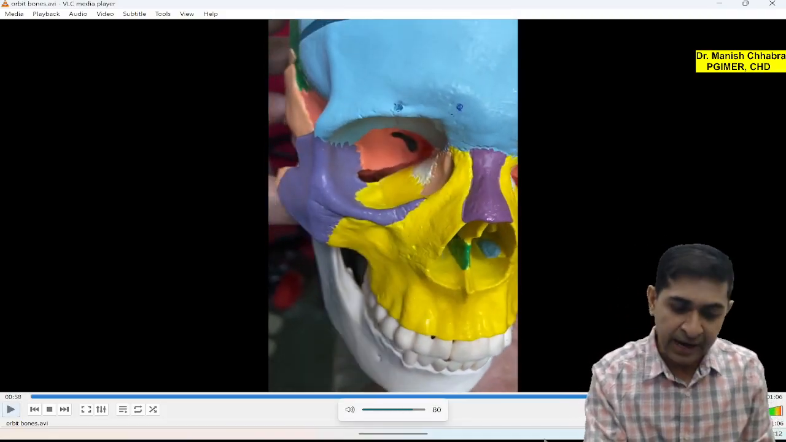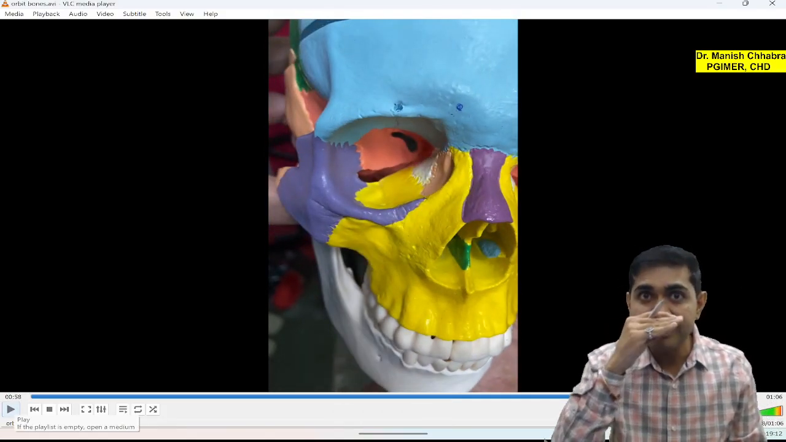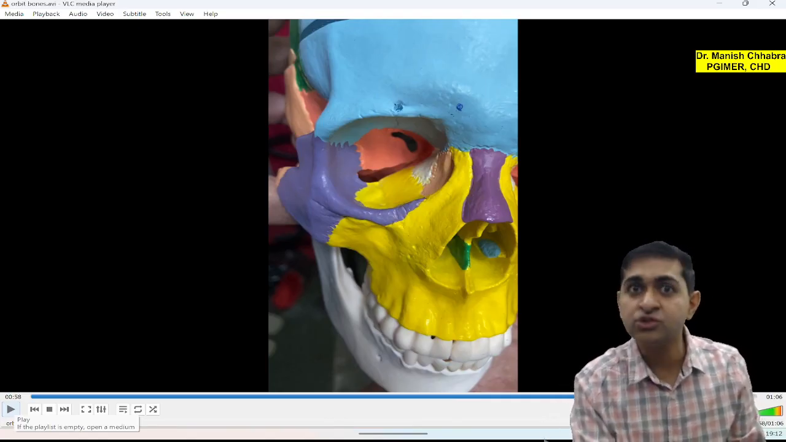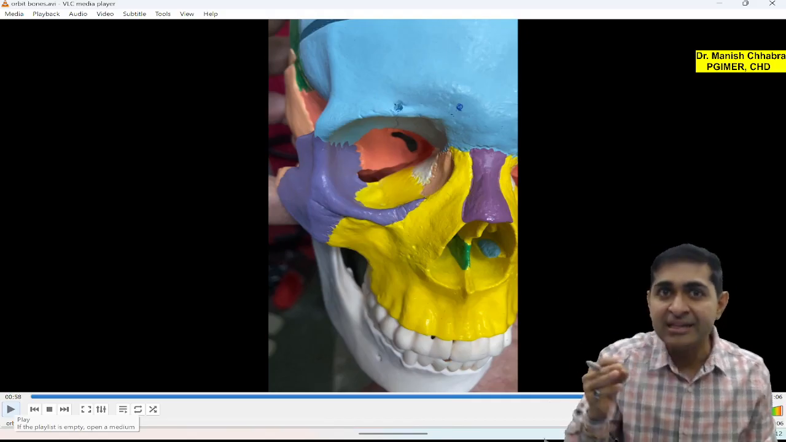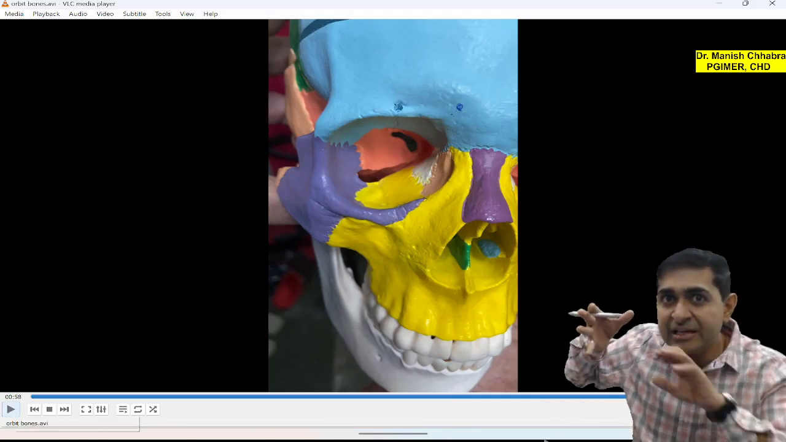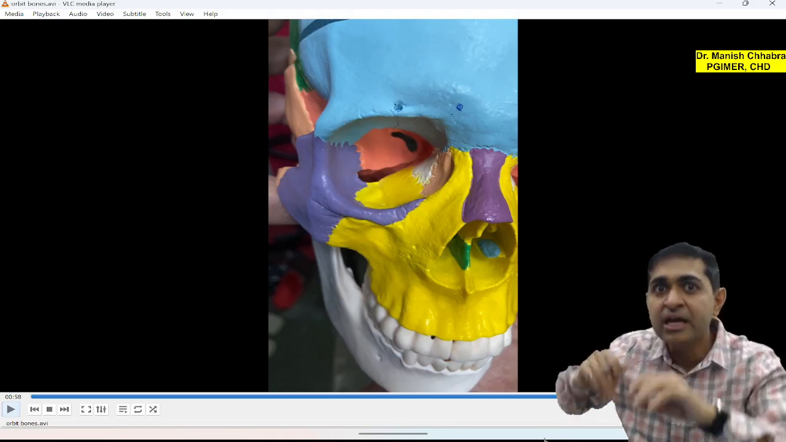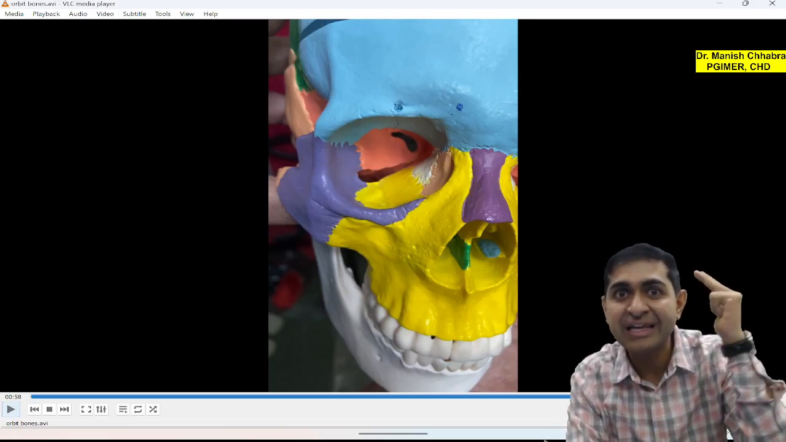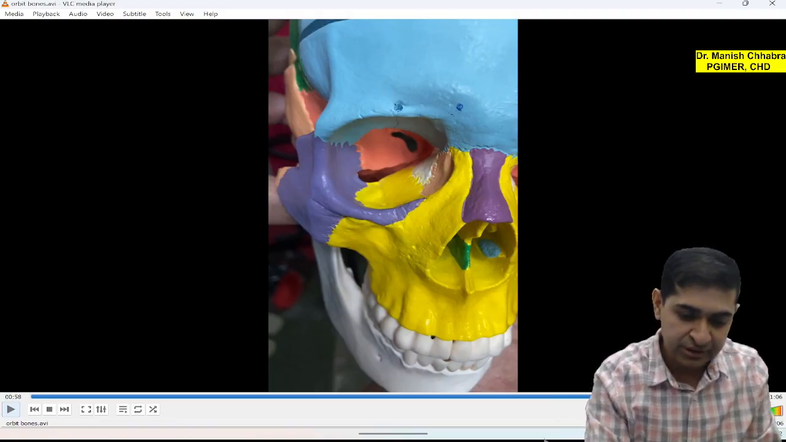And there is one opening on the inferior side as well, that is your inferior orbital fissure. So there are basically three openings that connect the cranial cavity with the orbit: the optic canal, superior orbital fissure, and inferior orbital fissure.